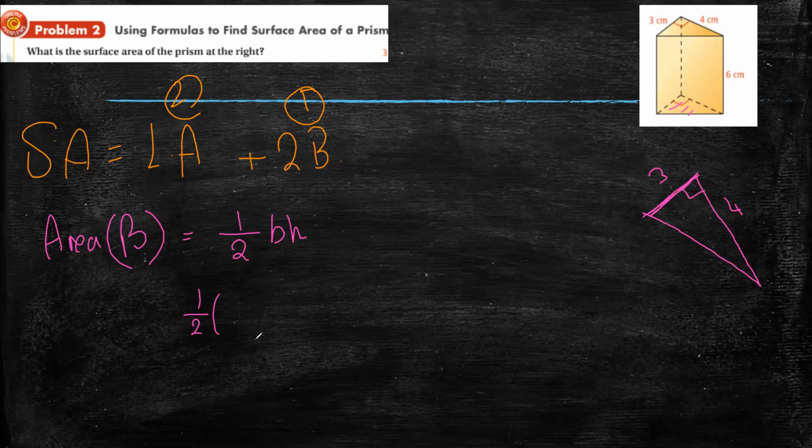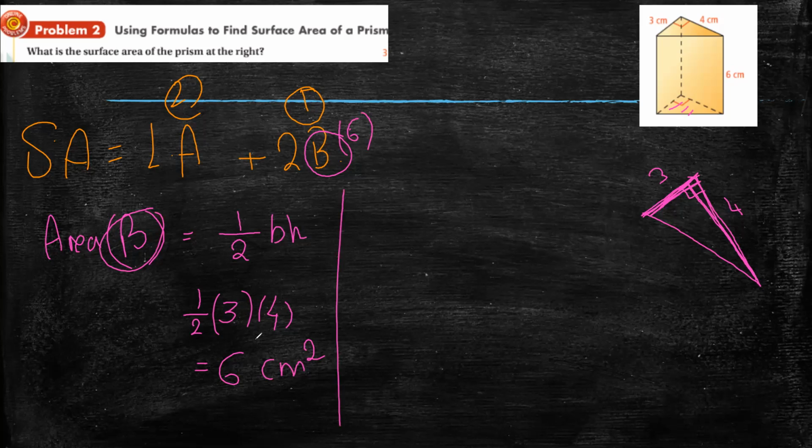By the way, here, this small b is the base. Here, capital B means the area of the base. So b here is the base. What is the base here? It's 3. And what is the height that's perpendicular on the base? It is 4. So the whole area is 6 centimeters squared. So the capital B here is 6.